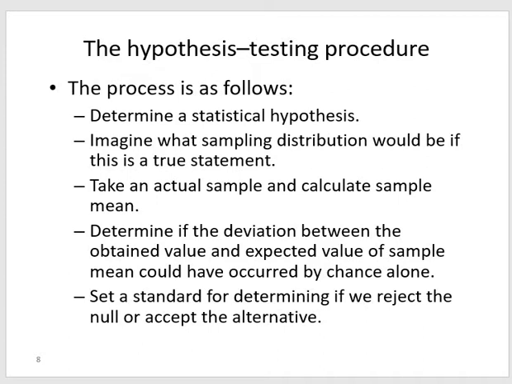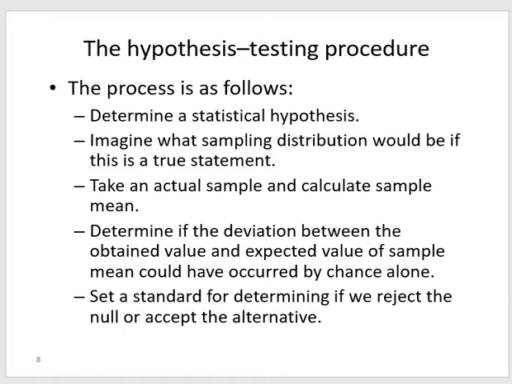Then determine if the deviation between the obtained value and the expected value of the sample mean could have occurred by chance alone. You need to consider both things: the data sample that you require to test your statement is true, and the data sample that you have got. If these two data samples are far different from each other, they have a lot of deviation, then you need to identify whether this deviation is by chance or your source of data is wrong. So you need to decide whether it is by chance or this is the random sampling that you have done.